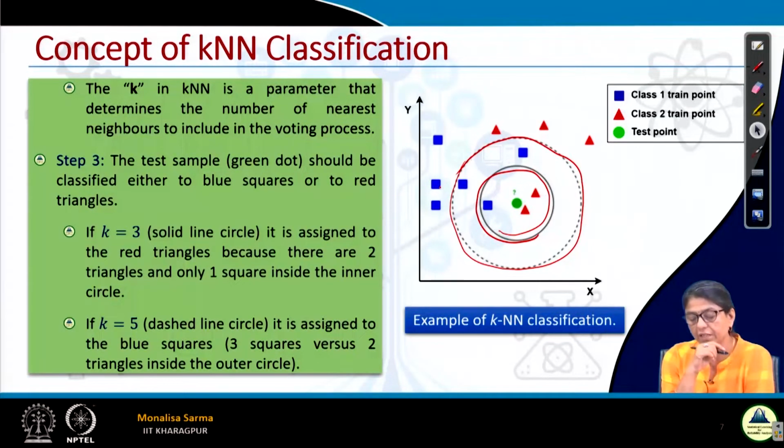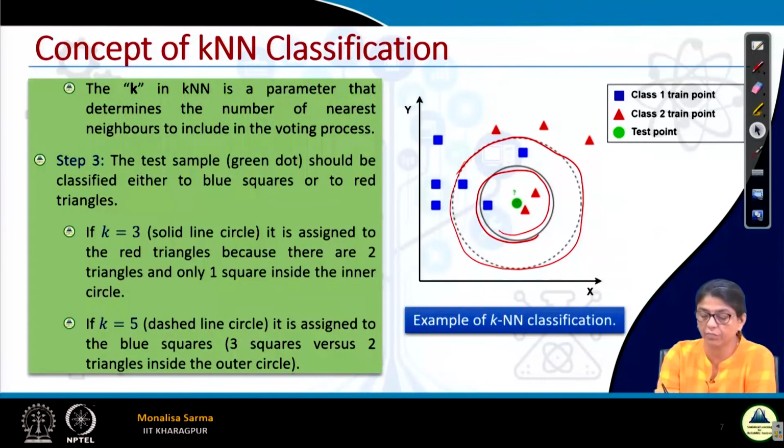For 5 nearest neighbors, in this case, how many red points are closer to green? There are 2 red points closer to green. And how many blue points are closer to green? There are 3 blue points closer to green. So, in voting, who will win? The blue points will win.